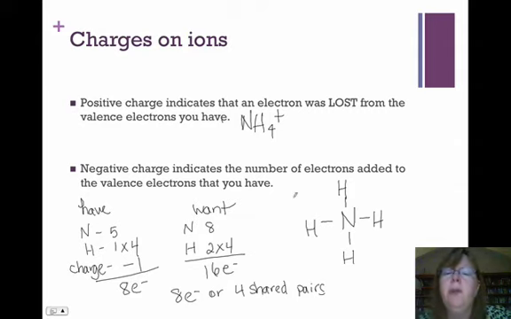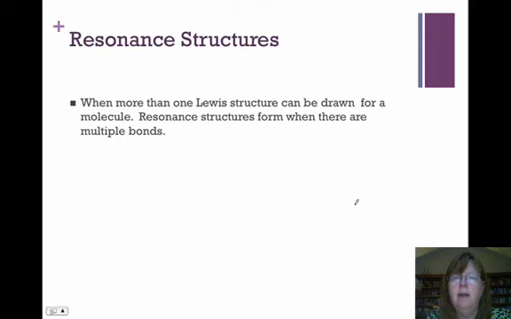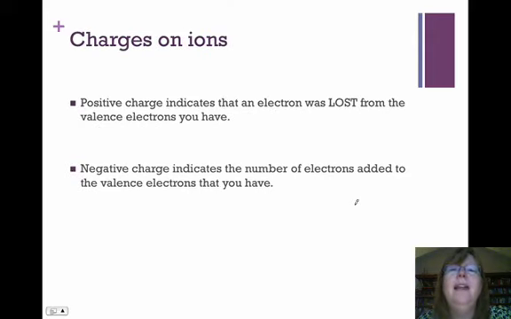Now, what we do with our Lewis structure to indicate the charge is you put it in brackets. So you put the whole thing in a bracket, and then on the outside, you put its positive charge. Okay, so that's what we do when we have a positive charge. So for a negative charge, that indicates that you have gained an electron to the number of valence electrons that you have. So let's go ahead and look at this.